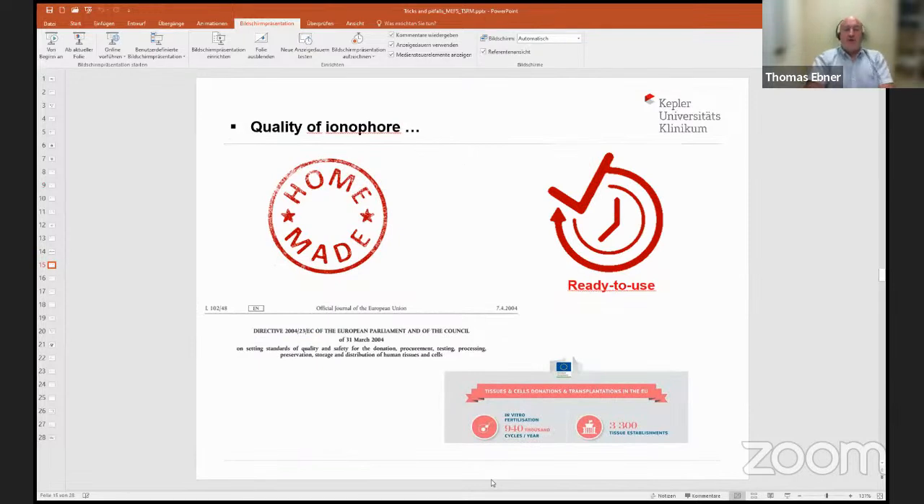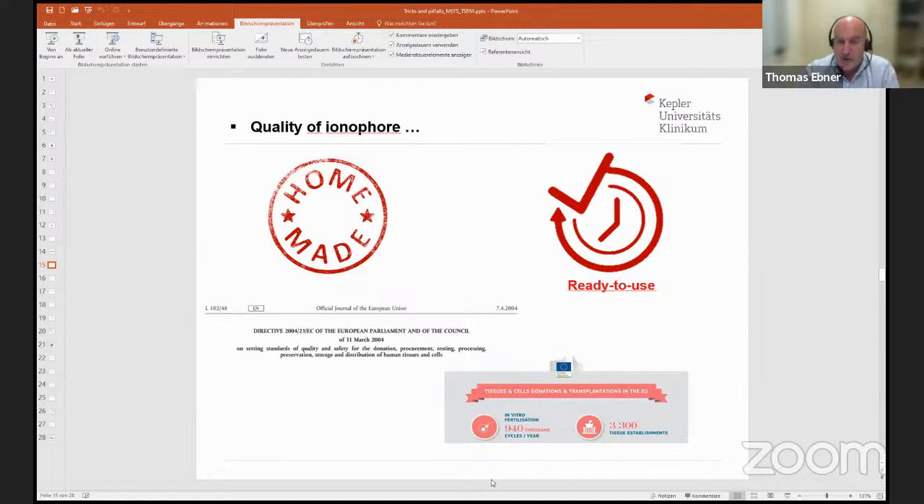So speaking of ionophores, there are two ways to work with it. One way would be to use a homemade product, so that you mix it on your own in your lab. And the other one is to rely on the ready-to-use compound that is currently available. In Europe, and you see here the European Cells and Tissue Directives, they actually ask for CE certified products.